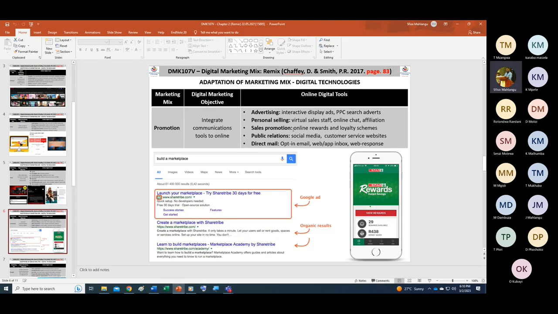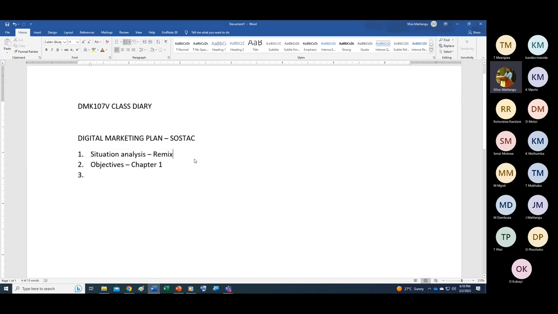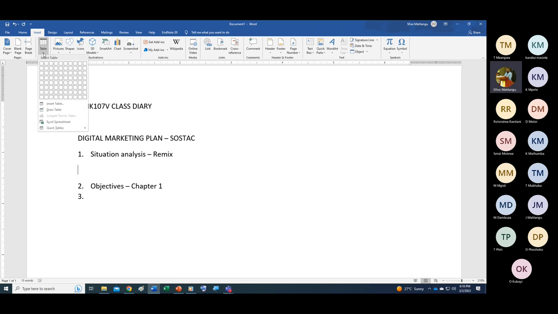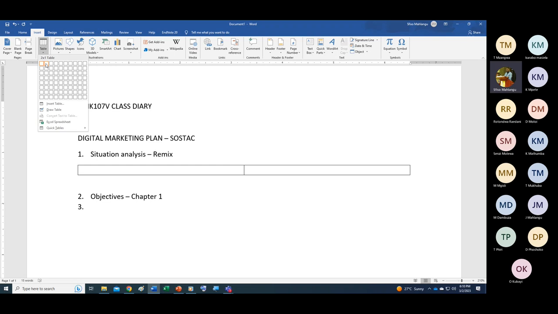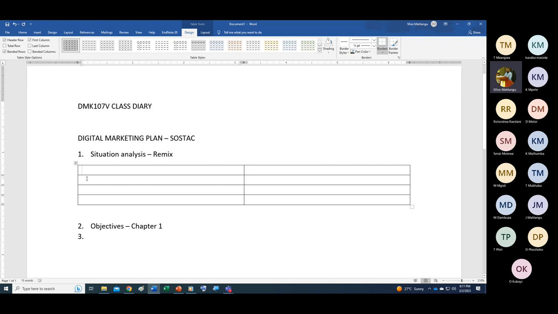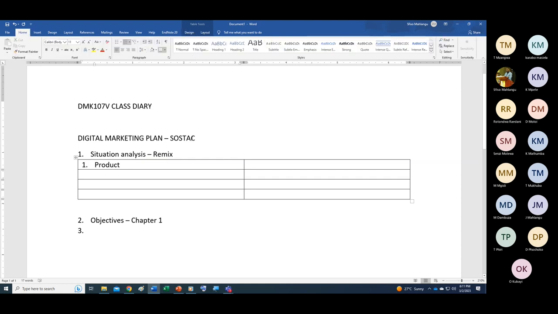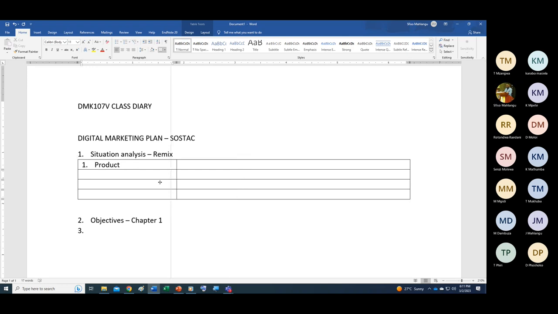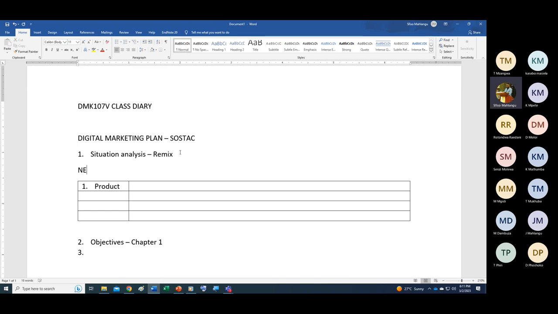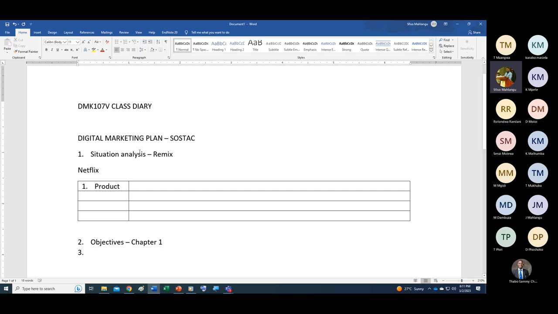So we're going to pause a bit and come back to our digital marketing plan before we move on to the service piece. And we're going to quickly look at Netflix as a case study. With Netflix, we are analyzing the product first. And now we are doing it in general, so we are not looking at a specific case study. So based on our knowledge, or just quickly going to the Netflix website, or looking at that screenshot that was shown in the first slide.